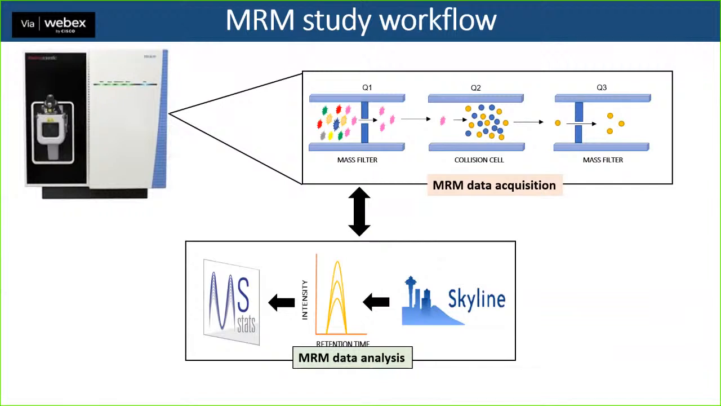There are many kinds of targeted proteomic assays, but today we are going to focus on MRM. In the MRM study, basically we use a triple quadrupole mass spectrometer, in which particular peptides and transitions are selected, and data for them is acquired, and the data analysis is basically done on a software like Skyline. So I'll be just showing you how we proceed with the experiment.